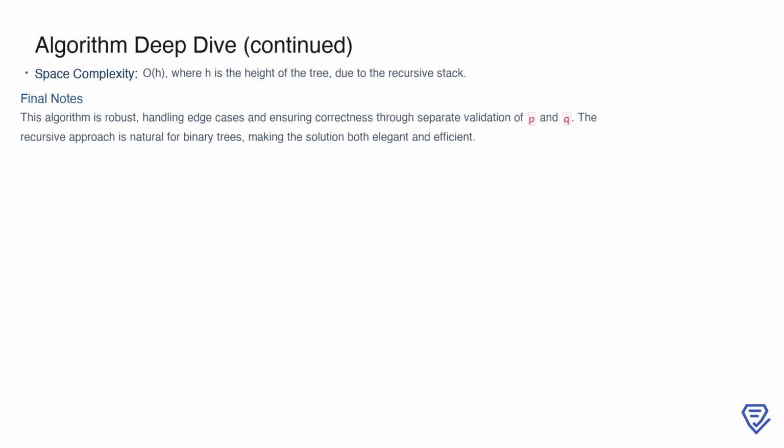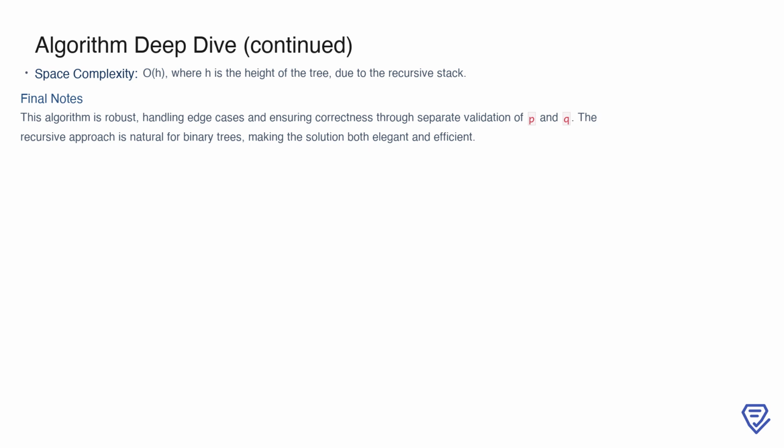This is because the recursive calls use the call stack, and the maximum depth of recursion corresponds to the height of the tree. This makes the algorithm memory efficient for balanced trees, where the height is proportional to the logarithm of the number of nodes. However, for highly unbalanced trees, the space complexity could approach O(n).